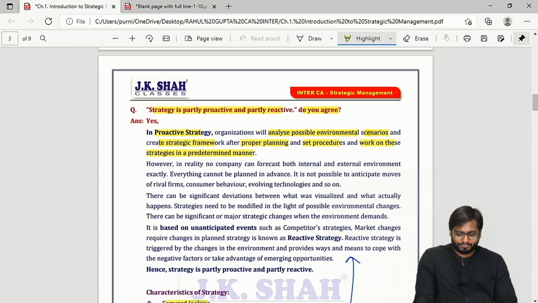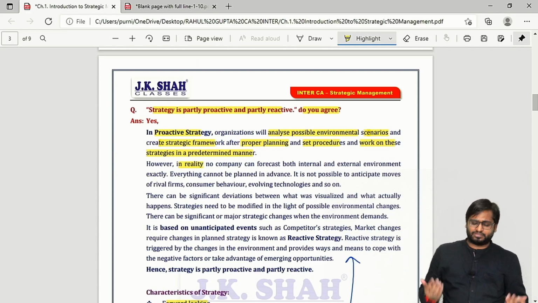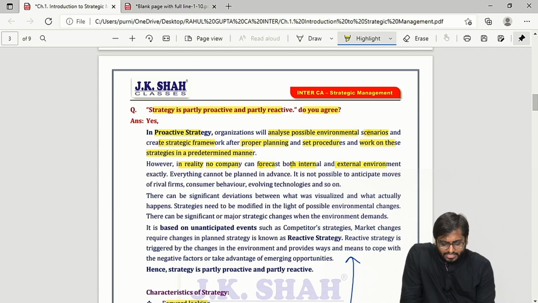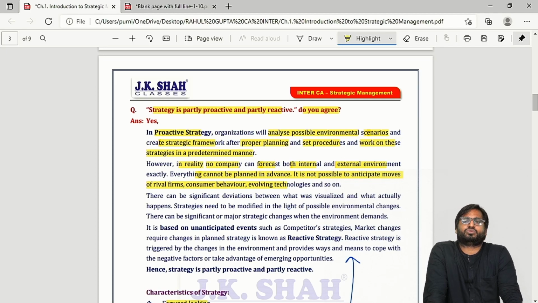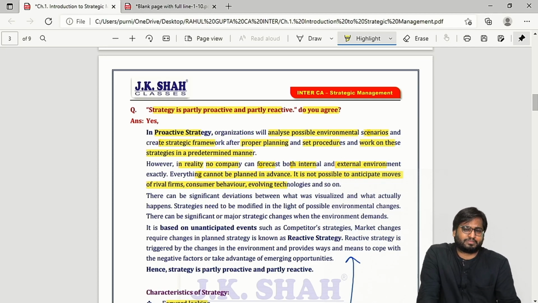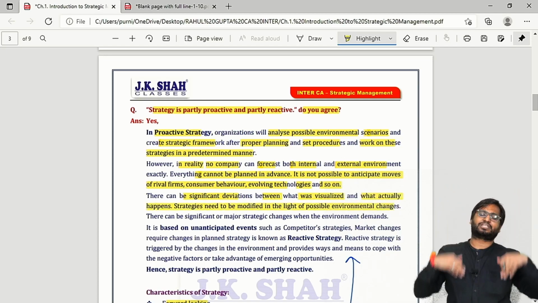That is proactive. But in real life, can you really predict what will happen in future? Can anybody play God here? No company can forecast both the internal and external environment. Everything cannot be planned in advance. Always remember this. So it is not possible to anticipate the moves of rival firms. You don't know what the competitor will do. What will customers' tastes and preferences change to? Can you control that? No. Evolving technologies and so on. So there can be a significant deviation between what was visualized and what actually happened.